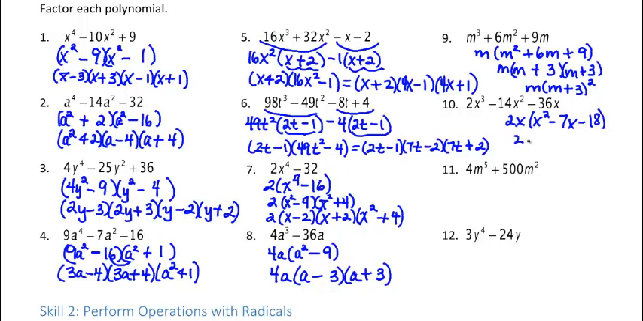Now we need to factor this trinomial x squared minus 7x minus 18. And we look for what are the factors of 18 whose difference is 7. And that would be 9 and 2. Different signs, and the larger one needs to be negative. So we have 2x times x minus 9 times x plus 2.